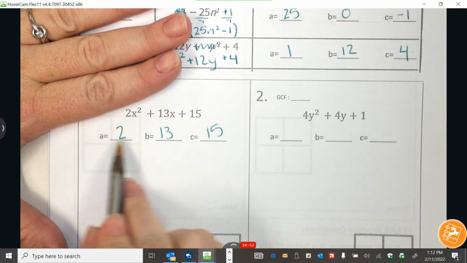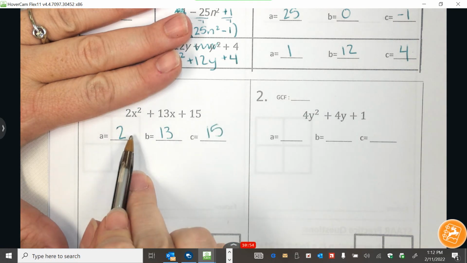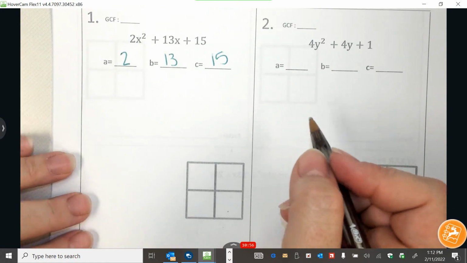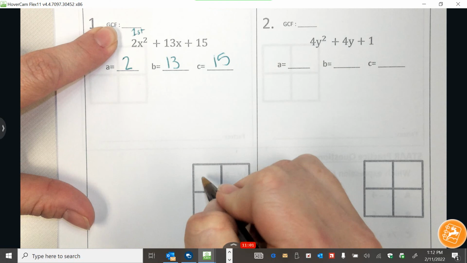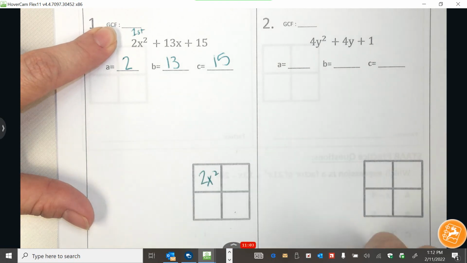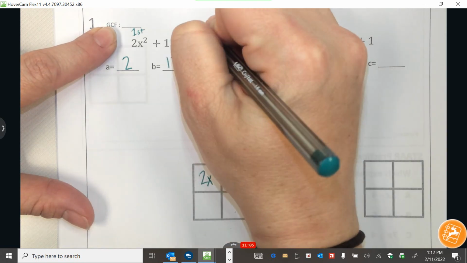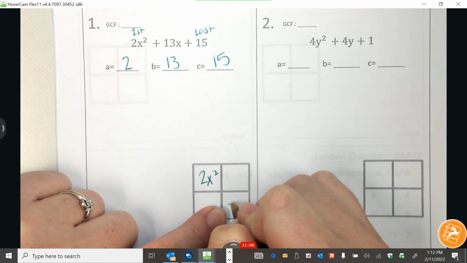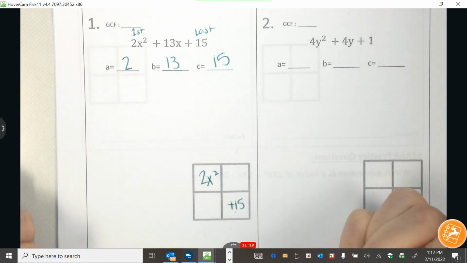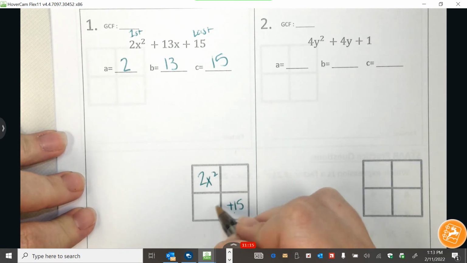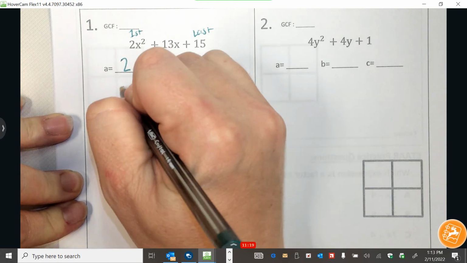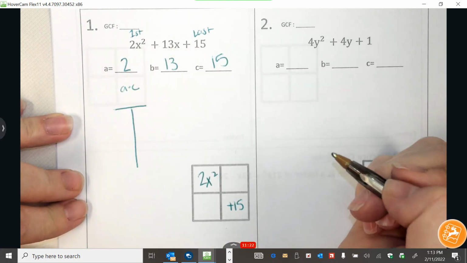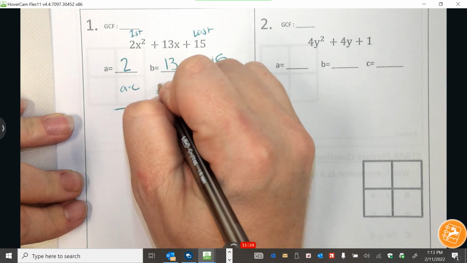Do you notice that I don't put letters here? Okay. Now I do put letters in my box. So remember, first term, it goes in the first box. Last term goes in the last box. But I have to figure out what goes in these boxes by doing my T-chart. So just a reminder, A times C, and we want it to add to B.